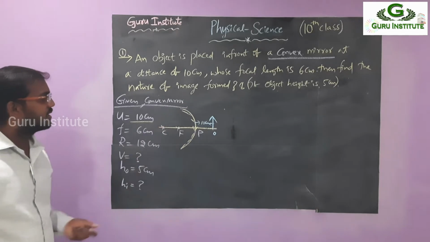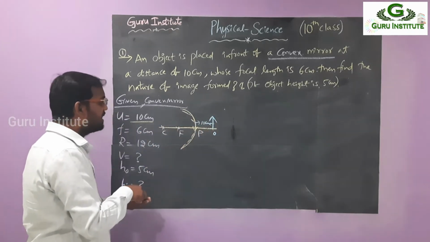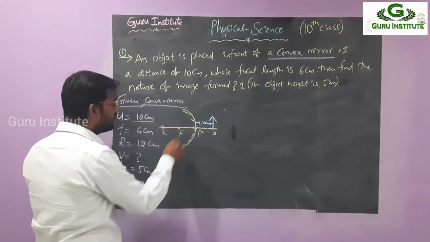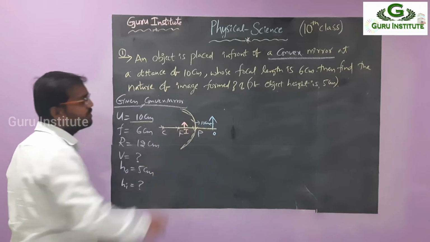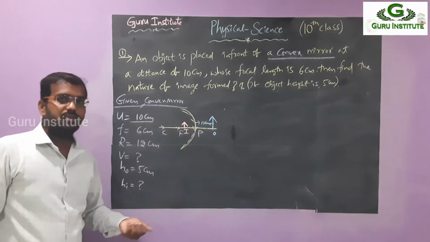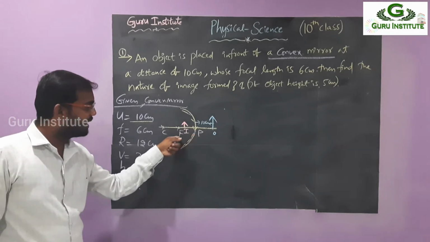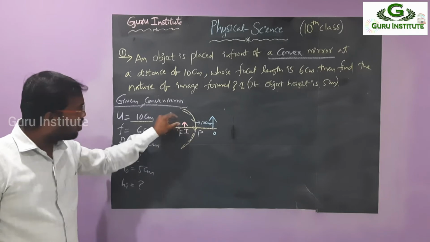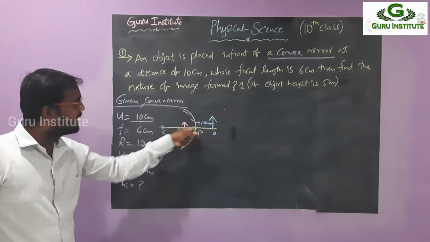So what is the nature? We already know that wherever the object is, the image is always formed in between P and F only, and that is an erect one. So from this, we can conclude that in a convex mirror, the image is always diminished and it is formed between P and F. What we have to find is how much it is diminished, that means the height of the image, and the distance between P and I.